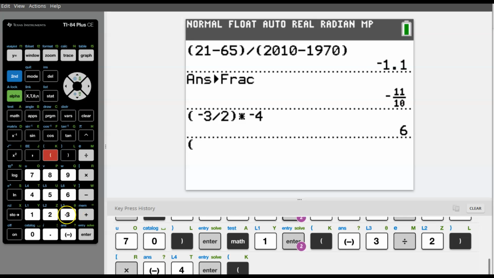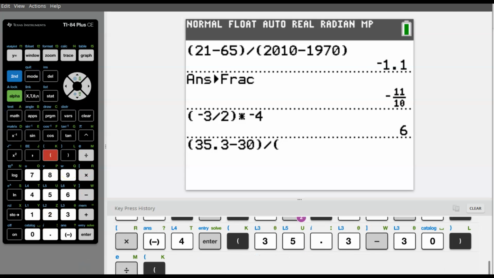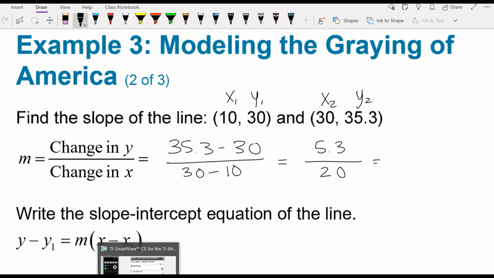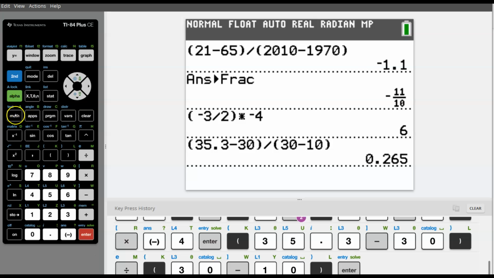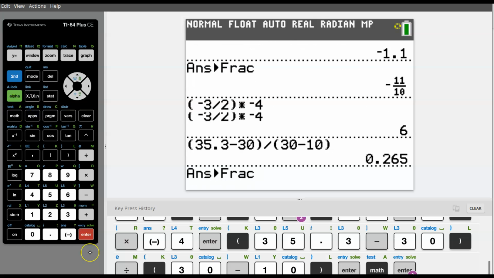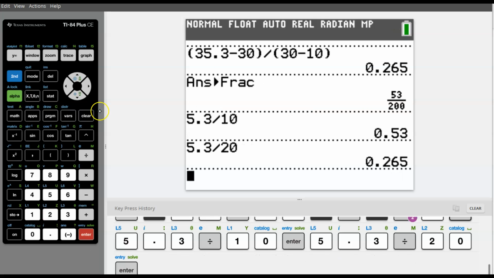Or we can do it in our calculators. So 35.3 minus 30 divided by 30 minus 10. And if we turned it back, it won't go back into a fraction nicely because it's that 5.3. So if you do 5.3 over 20, I messed up and did it as 10. So it's 5.3 over 20, we get that 0.265.